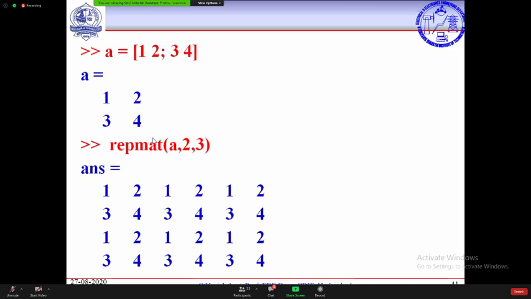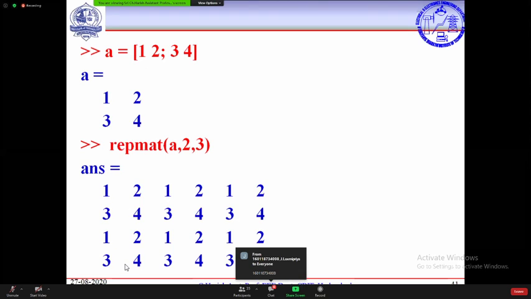1, 2, 3, 4. Repeat. I want to repeat this 2 times and 3 columns. 2 rows I want to repeat, 3 columns I want to repeat. Means this is taken as one cell. This cell will be repeated for 2 rows, and this cell will be repeated 3 times in 3 columns. Okay, this is nothing but 2 rows, 1 2 3 4 1 2 3 4.